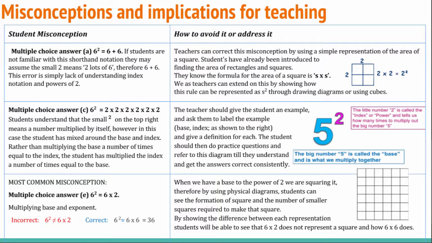So, as you can see, we're referring back to that first question we looked at at the start, looking at the 3 answers that the 3 students gave us. The first student said the answer to the multiple choice question was A, 6 squared is equal to 6 plus 6. This incorrect answer is simply a result of the student not being familiar with this shorthand notation with our index number. They may assume that the small 2 means 2 lots of 6, therefore 6 plus 6. Teachers can correct this misconception by using simple representations of the area of a square, as you can see here in this diagram.